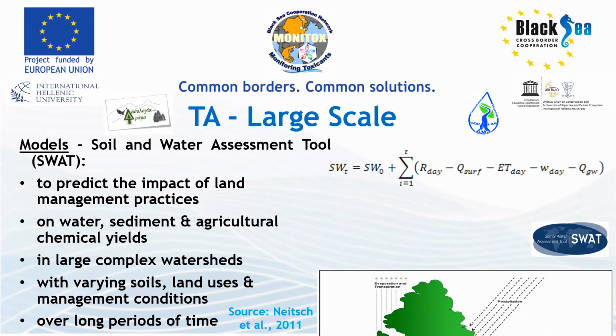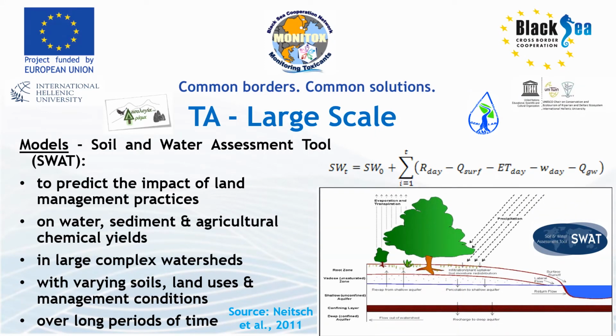So now let's move on to methods that can be used at much larger scales. We will start with hydrologic models. Nowadays, these are used worldwide. They can be very effective, especially at large scales like the watershed or the basin. We've primarily worked with the Soil and Water Assessment Tool, because it can predict the impact of land management practices on water, sediment, and chemical yields. And they can do this in large complex watersheds with different soils, land use, and management conditions. And of course, this can be done over long periods of time.